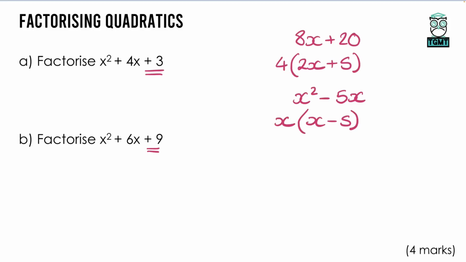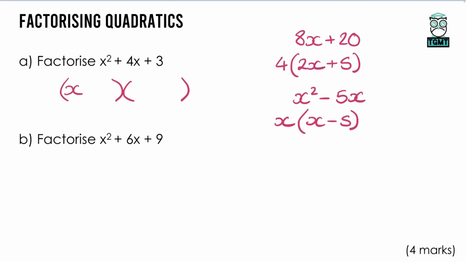Because when you look at these quadratics here, and you look at the x squared, the 4x, and the 3, there's nothing that they all divide by other than 1. And that's our big hint that we're going to need to use a double bracket. Now with a double bracket, it is just the opposite of expanding double brackets.